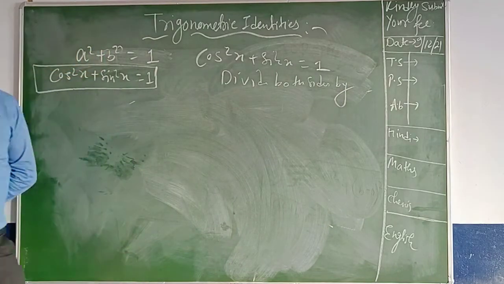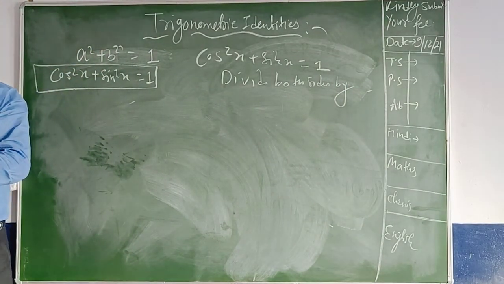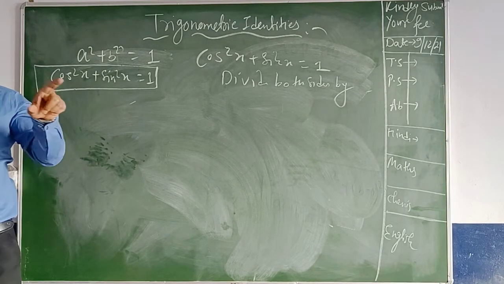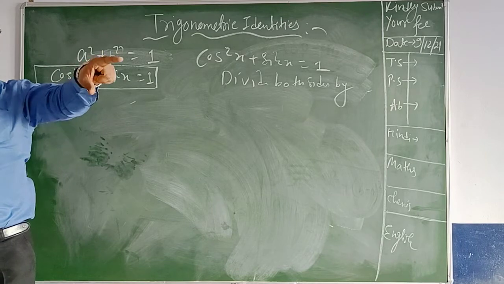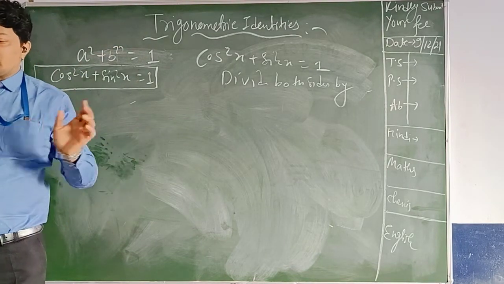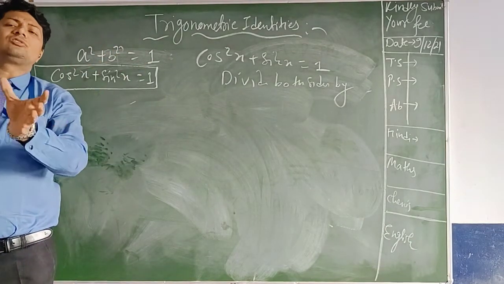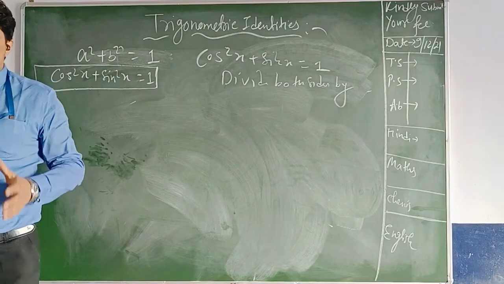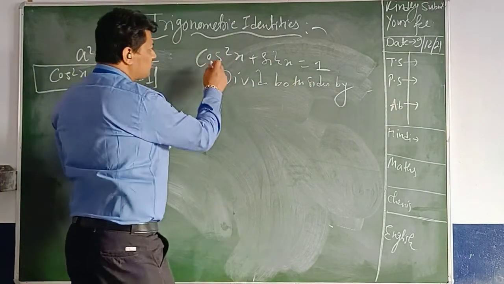Now we have to think about what we have to prove. Finally, we have cos square x plus sin square x equal to 1. We have to go for 1 plus tan square x equal to sec square x, or sec square x minus tan square x equal to 1. We have to prove the second one. So what will we do? We will divide both sides by cos square x. Is it clear?